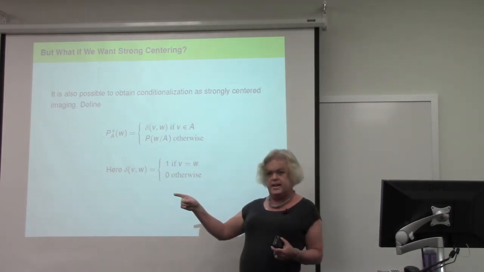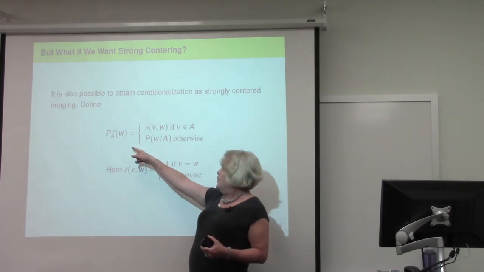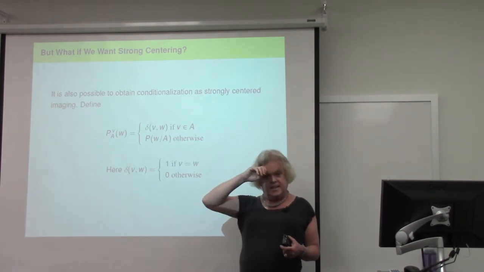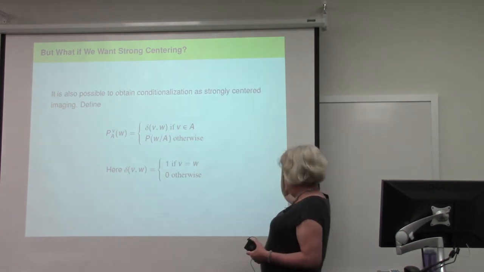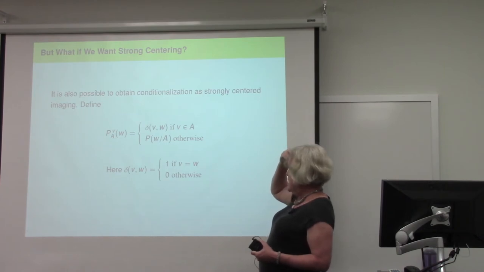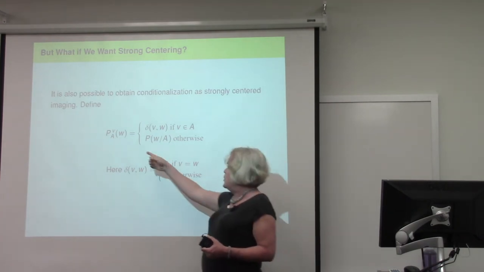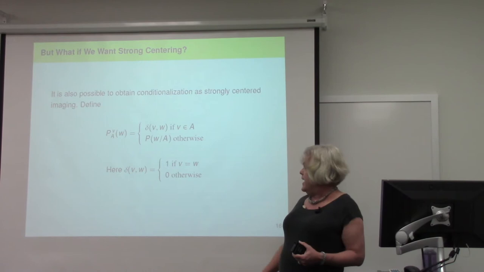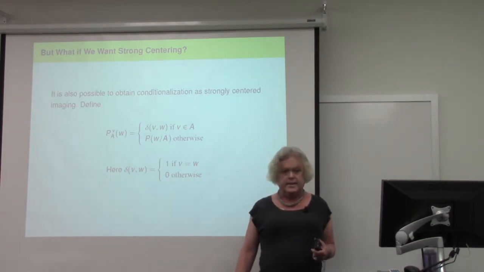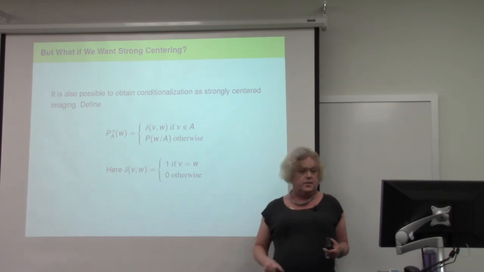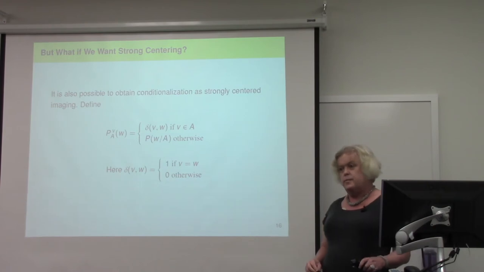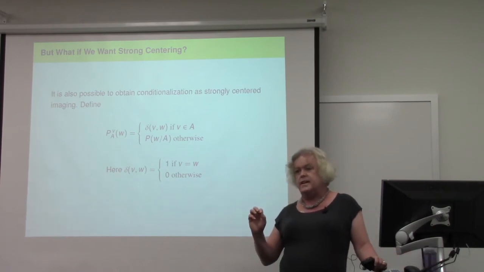If V is already an element of A, then we let the sharing function for V be this sharp probability function that assigns probability to W only if W and V are the same world. And for the worlds that are outside A originally, we do the definition as before. And you can check pretty easily that this definition also gives you conditionalization by imaging.